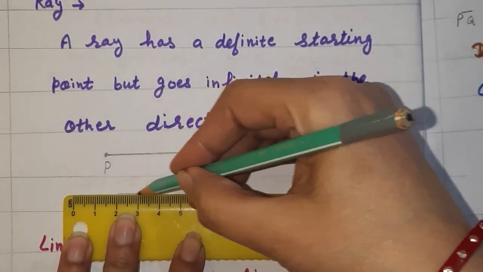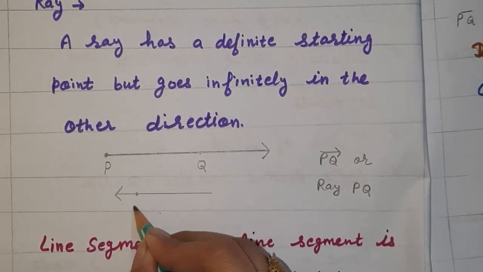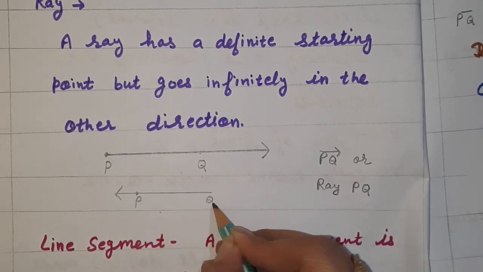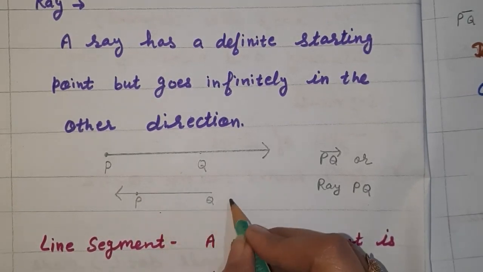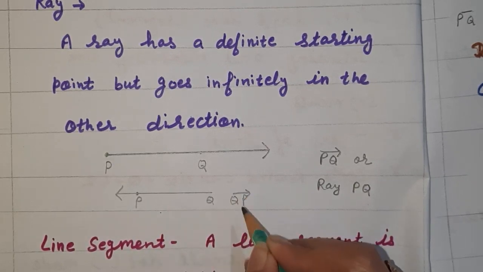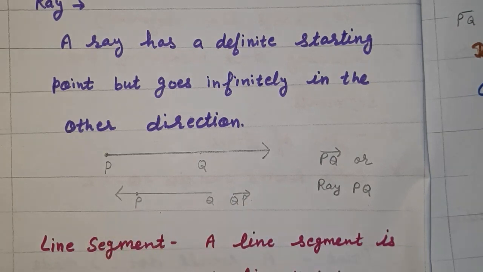If we have a ray like this, PQ. Now its name will become ray QP, because it is extending in the P direction. Got it? So be careful when writing the name.